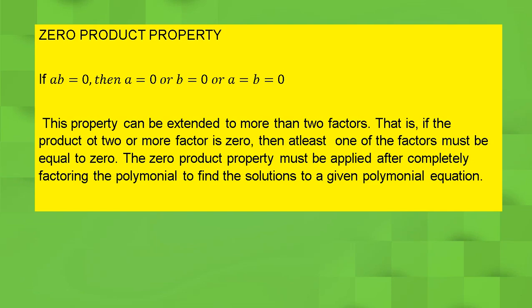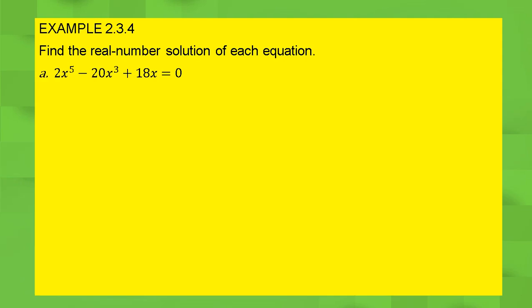We have the zero product property. If a times b equals 0, then a equals 0 or b equals 0. This property can be extended to more than two factors. This is just the same as finding the zeros of quadratic functions, but here finding the zeros of the polynomial functions. Find the real number solution of each equation. So, find the roots or the zeros, diba? We have this in quadratic functions, the solutions, the real number solutions, the roots or the zeros.